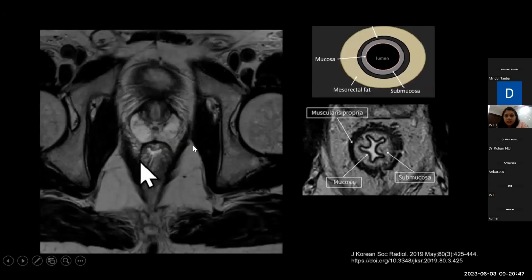So just the basic anatomy of the rectal wall and how it looks on the MRI. The rectum has three layers: the mucosa, the submucosa, and the hypointense muscularis propria. Hypointense is the black structure, which is very nicely delineated on T2 images, because T2 has the inherent fat, so it acts as a contrast, and we can easily delineate the margins.